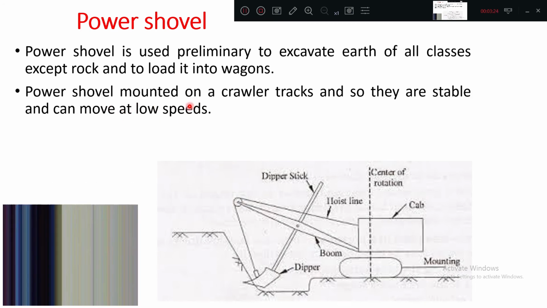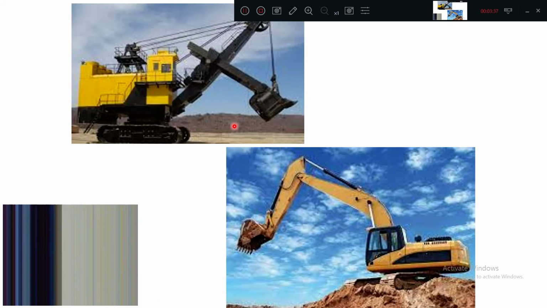Power shovel mounted on a crawler track. So attention, if a chain crawler is there, they are stable and can move at low speeds. So the movement is a little bit restricted. Okay. So can you see this one? Power shovel. Okay. So typical example.